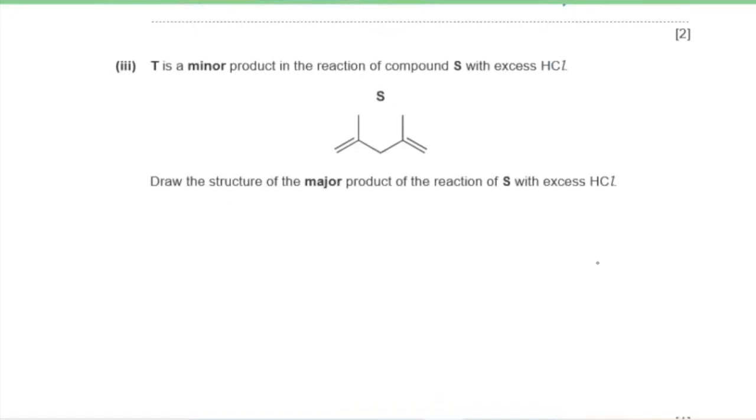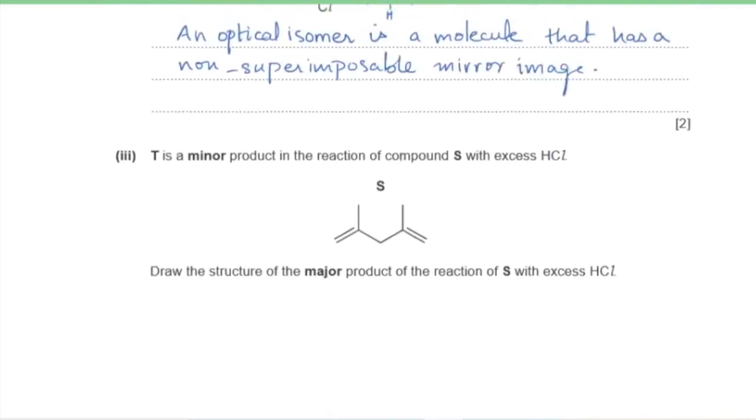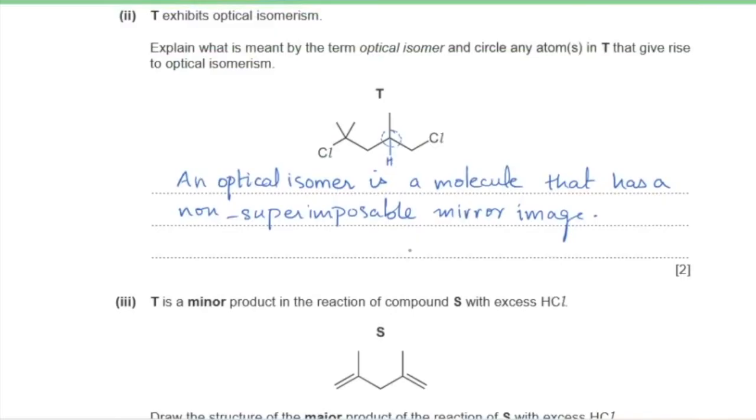Part 3, T is a minor product in the reaction of compound S with excess HCl. Draw the structure of the major product of the reaction of S with excess HCl. So T was the minor product because the chloride ion that was added to structure S had a choice of attaching to either this carbon atom or this carbon atom. Now coming over to this side, chlorine again had a choice of attaching to either this carbon atom or this carbon atom.